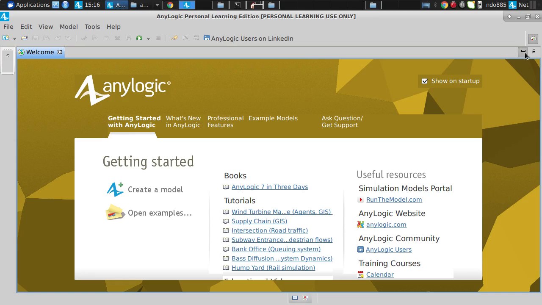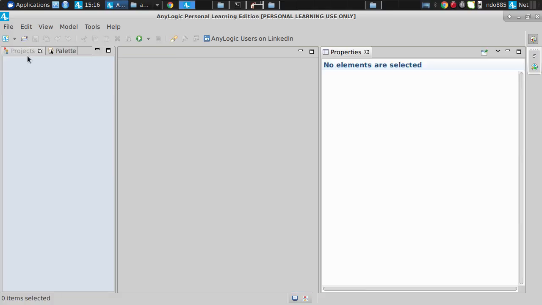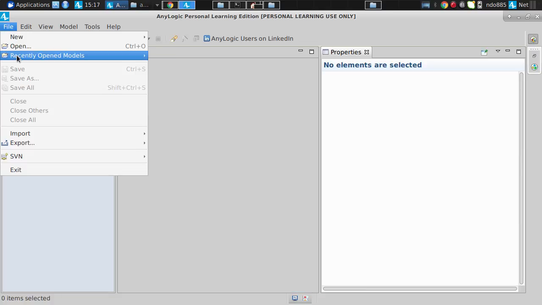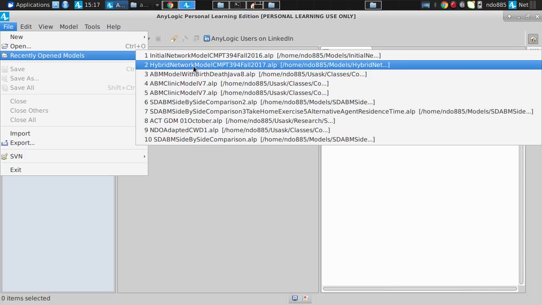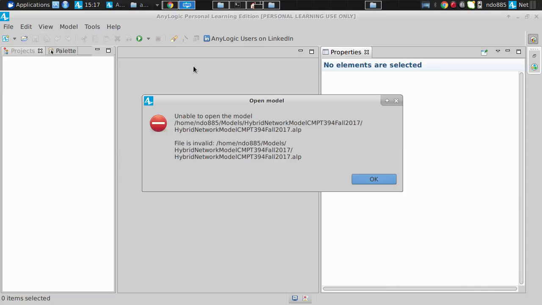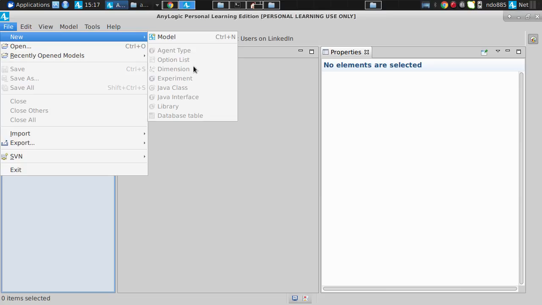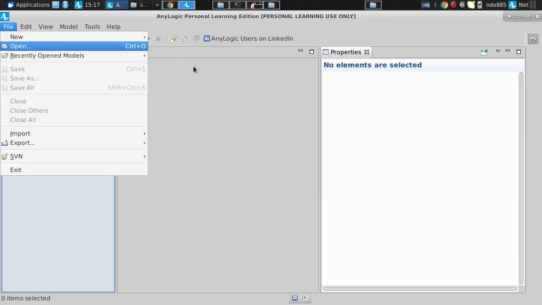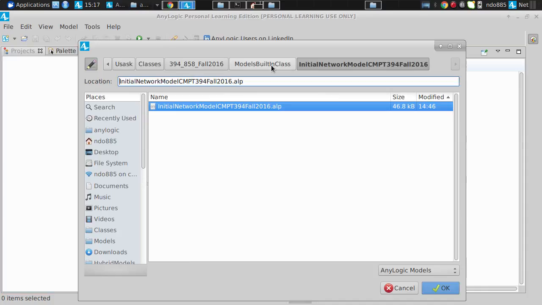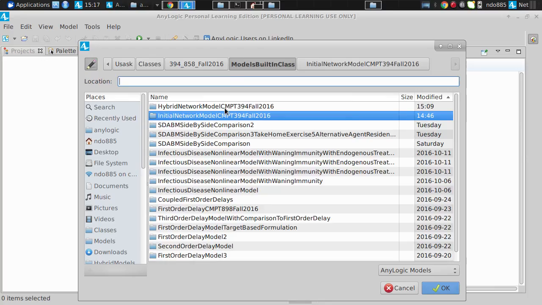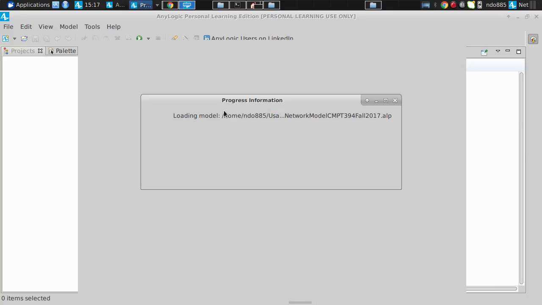So I'd like to go and take that model that we've built, and I'm going to load it in again. Here we are. Oh, wow, look at that. Okay, it was a really unhappy camper. So models built in class, hybrid, let's try that again. Okay.